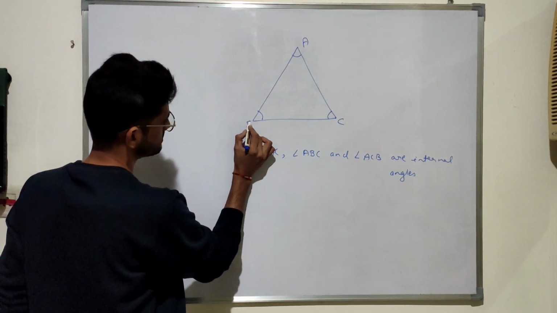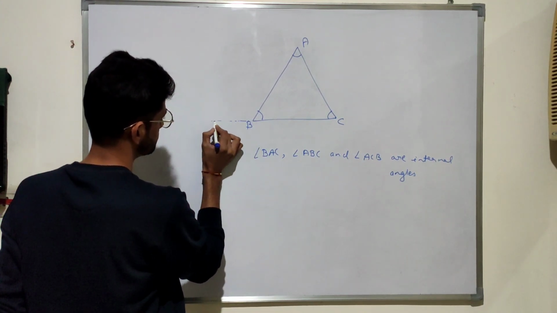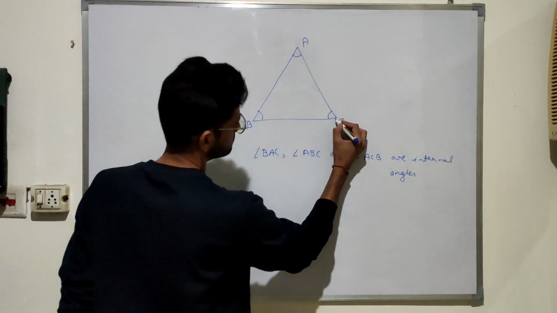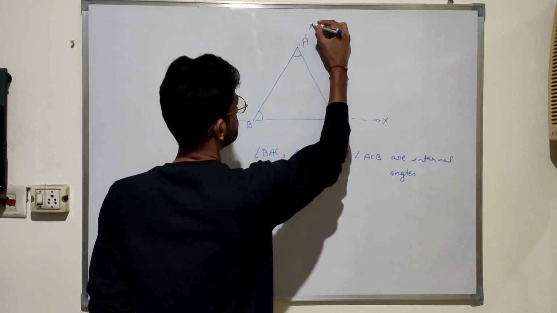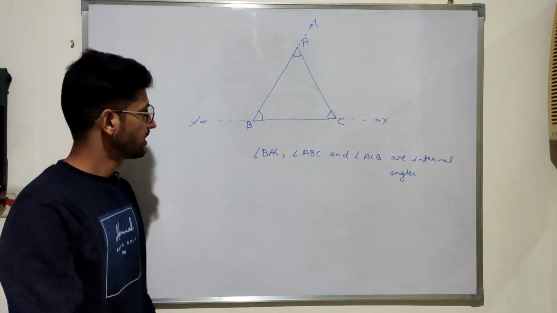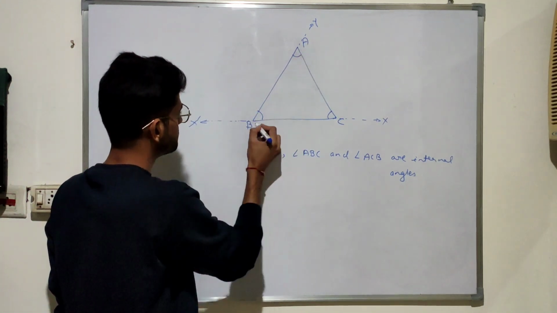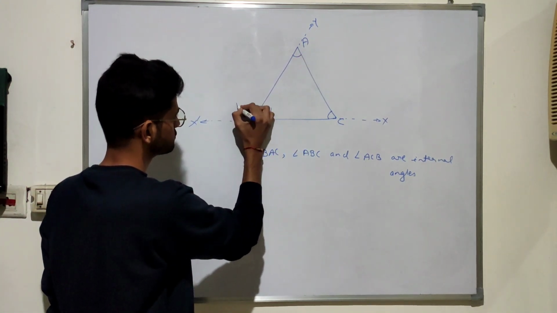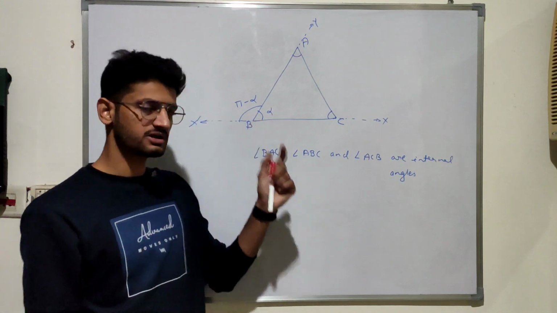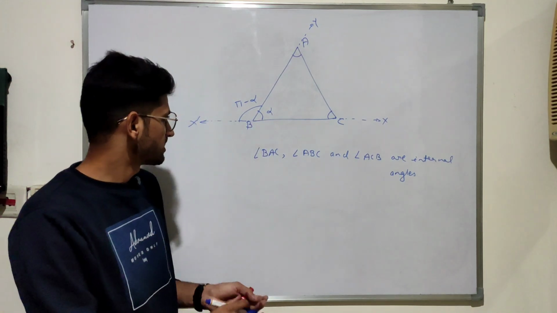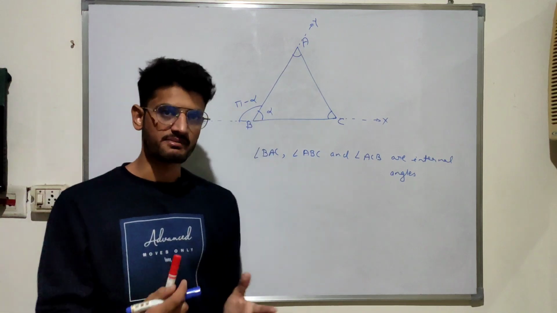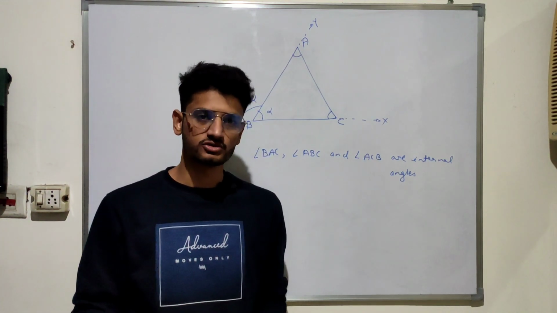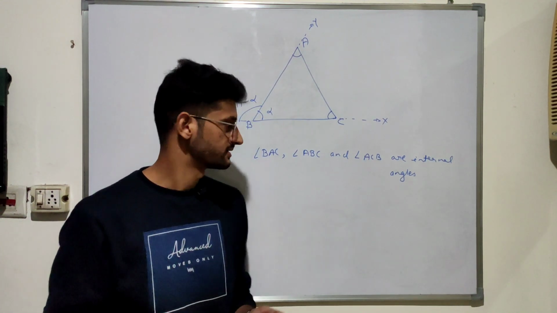Similarly, when we extend this BC towards here, let's say X dash, and this one to this side X, and suppose this has been extended to here Y. Now we can see that if this angle ABX is alpha, then the adjacent angle is going to be pi minus alpha. We all know supplementary angles: the sum of both the angles is going to be 180 degrees.